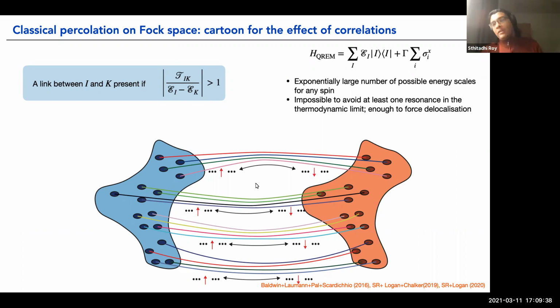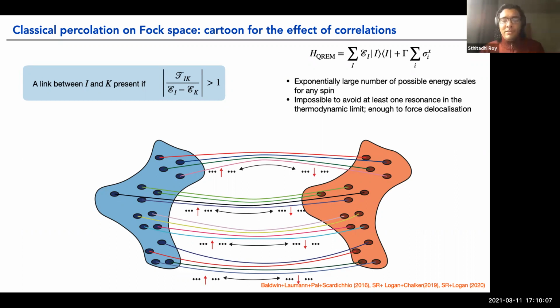And that is all that you need to force delocalization, because once you can flip this spin in red, you can actually join the two Fock spaces and it becomes again one large cluster. And you can run this argument for multiple spins and show that you actually don't have any fracturing of the Fock space in the quantum random energy model, which is consistent with the fact that it has no MBL phase.